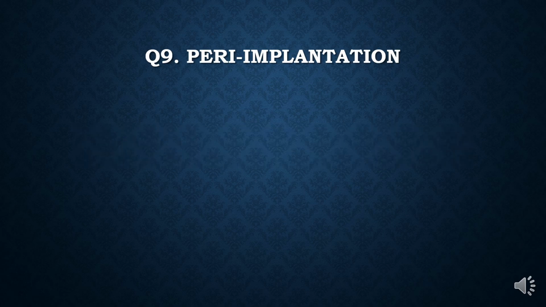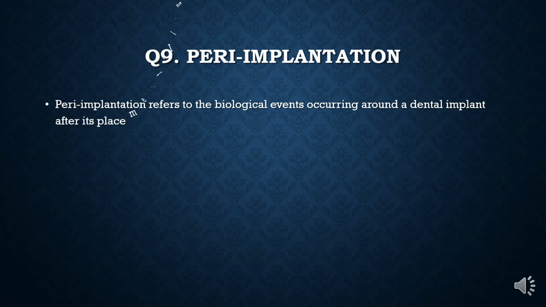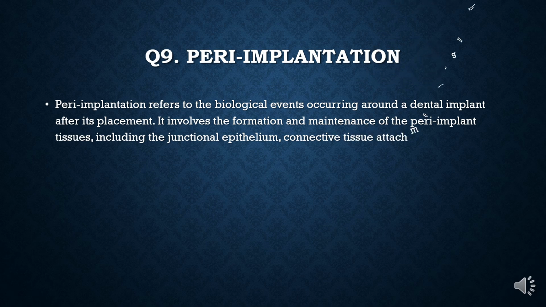Question 9 is peri-implantation. Peri-implantation refers to the biological events occurring around a dental implant after its placement. It involves the formation and maintenance of the peri-implant tissues, including the junctional epithelium, connective tissue attachment, and bone. Monitoring peri-implantation health is crucial to prevent complications such as peri-implantitis.